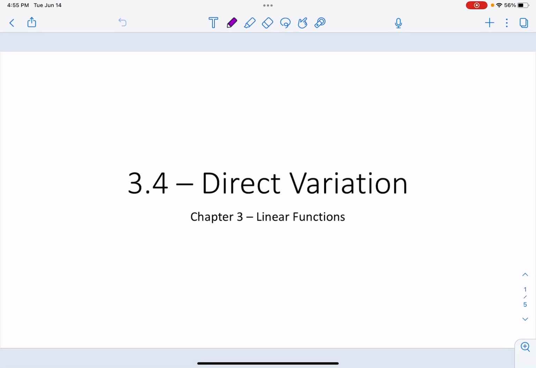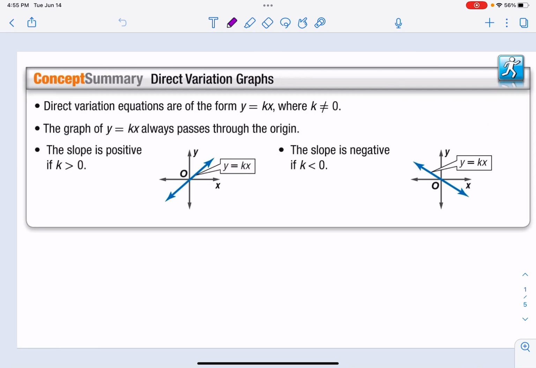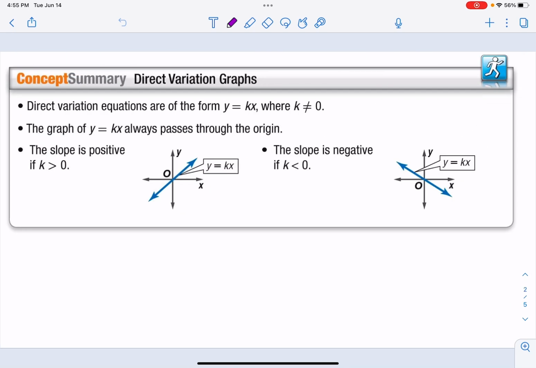Today we're going to be talking about direct variation. Okay, direct variation graphs. Direct variation graphs are in the form y equals kx, where k doesn't equal 0. Y equals kx passes through the origin.